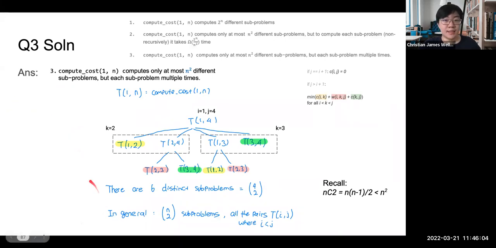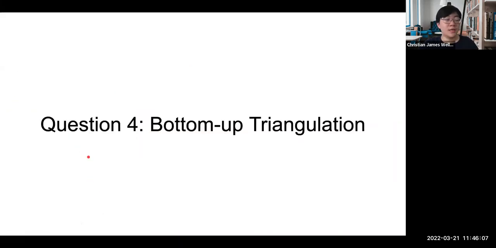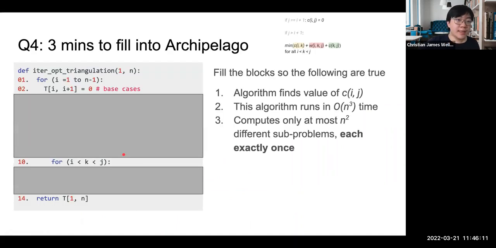All right. Let me go on. Bottom-up triangulation. Just now, we formed the recurrence. In dynamic programming, there are two approaches: we typically build from the bottom up or from the top down. Top down, we just use the recursion directly, whereas bottom up, we build up the algorithm progressively. I'm not going to give too much time to solve this problem.